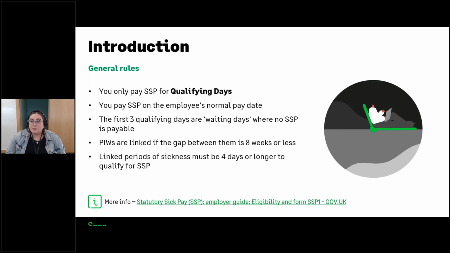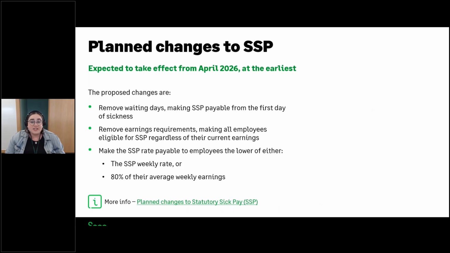But before we dive into the programme, one last thing to mention in this introduction, and that is to do with the proposed changes to SSP, which are coming no sooner than April 2026. Obviously nothing is completely set in stone yet, but these proposed changes are to remove the waiting days, so making SSP payable from the first day of sickness. Also removing the earnings requirements, so they'd no longer need to earn an average of £125 per week. That would make all employees eligible for SSP regardless of their current earnings. And to also make the SSP rate payable to employees either the lower of the SSP weekly rate or 80% of their average weekly earnings.